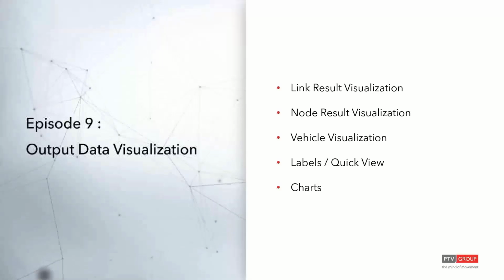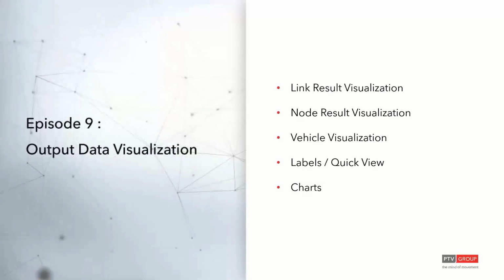So today we're going to cover two sections, and the first section is going to deal with the visualization of output data. And as a part of this, we're going to show you a few different ways to view results for links, nodes, and for vehicles.